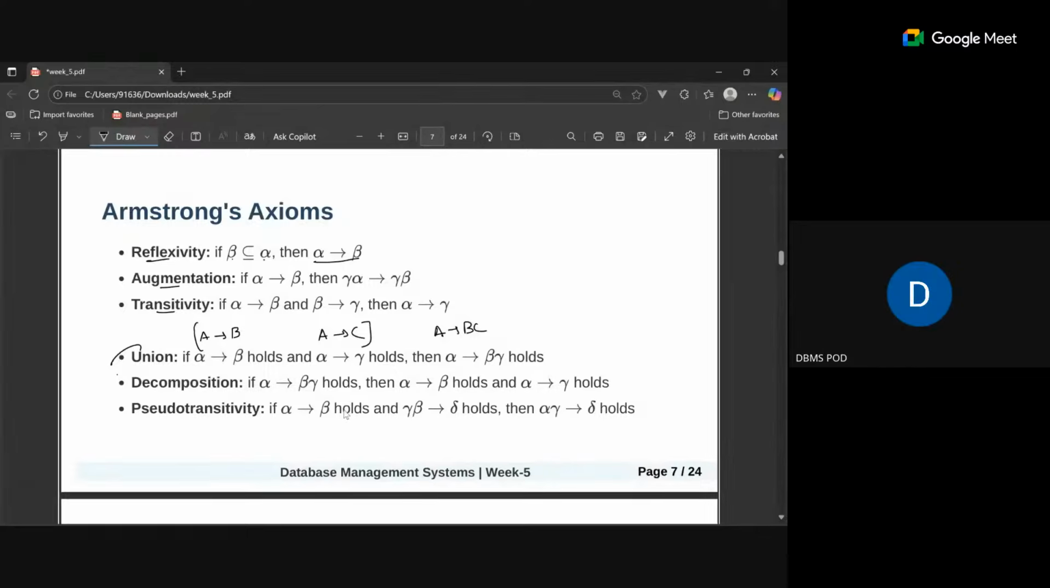Sir, could you please explain augmentation again? Augmentation is nothing but you are trying to add one attribute. If A determines B, then if I add any attribute, I will call it X, then this is also true, because I am adding the same value on both sides. Sir, I think I understood. So if beta is student and gamma is course ID, it's student and course ID, these two attributes we're talking about. Am I right, sir? Yeah.